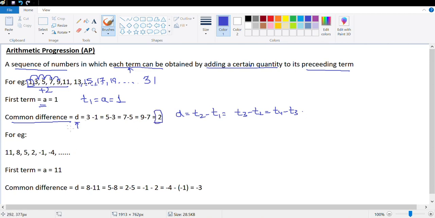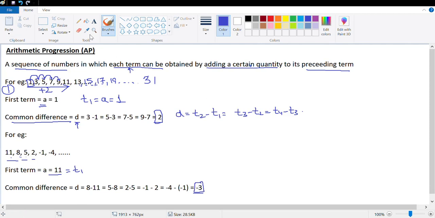Let's look at another example, which is 11, 8, 5, 2. Let's see if this is an AP. My first term, which is A, is 11. Let's see the common difference, that's 8 minus 11 or 5 minus 8, in this case negative 3. So I have to add negative 3 to the preceding term to get the next term. The first example was an increasing AP. We were moving from a smaller number to a bigger number. The second example is a decreasing AP, where D is negative.